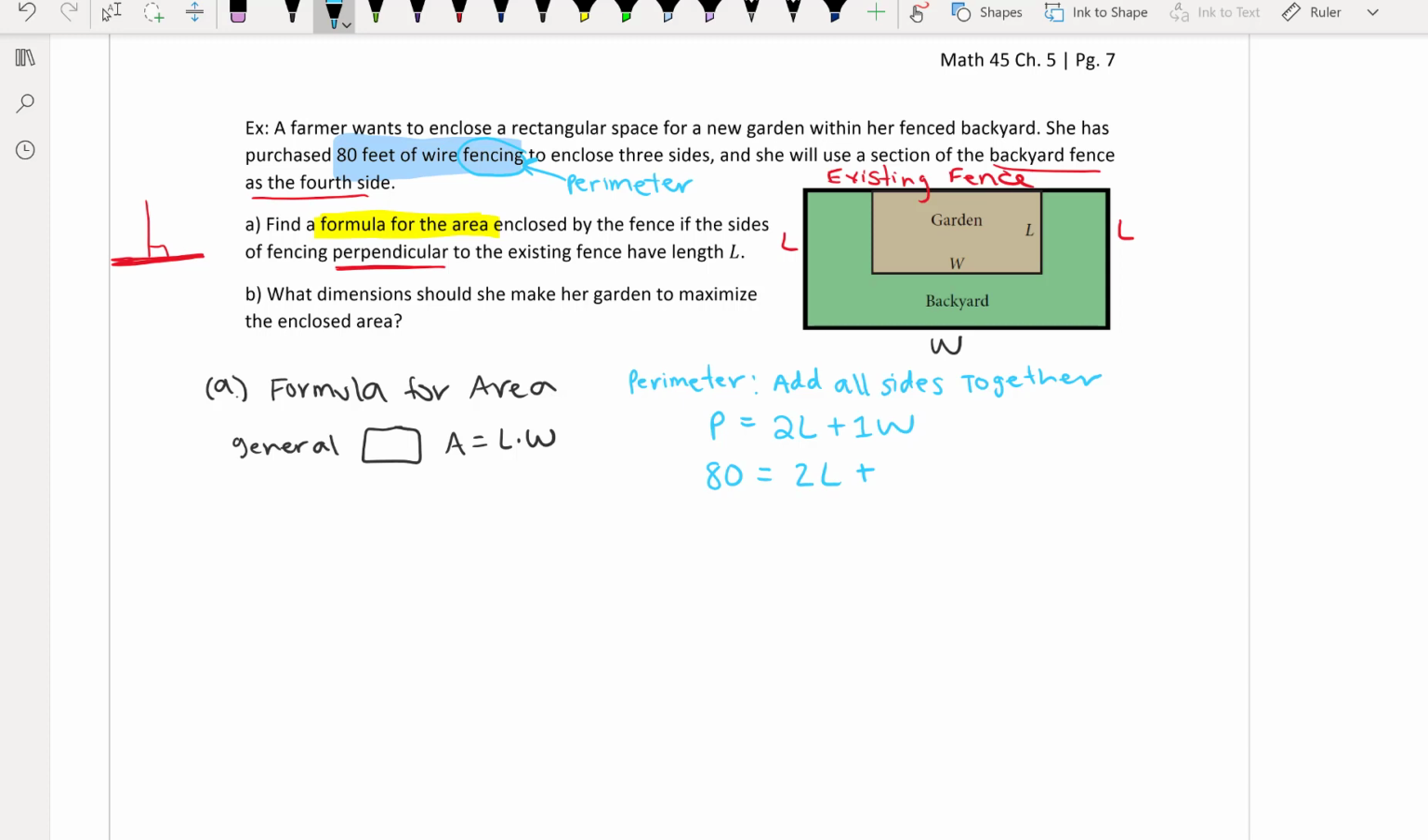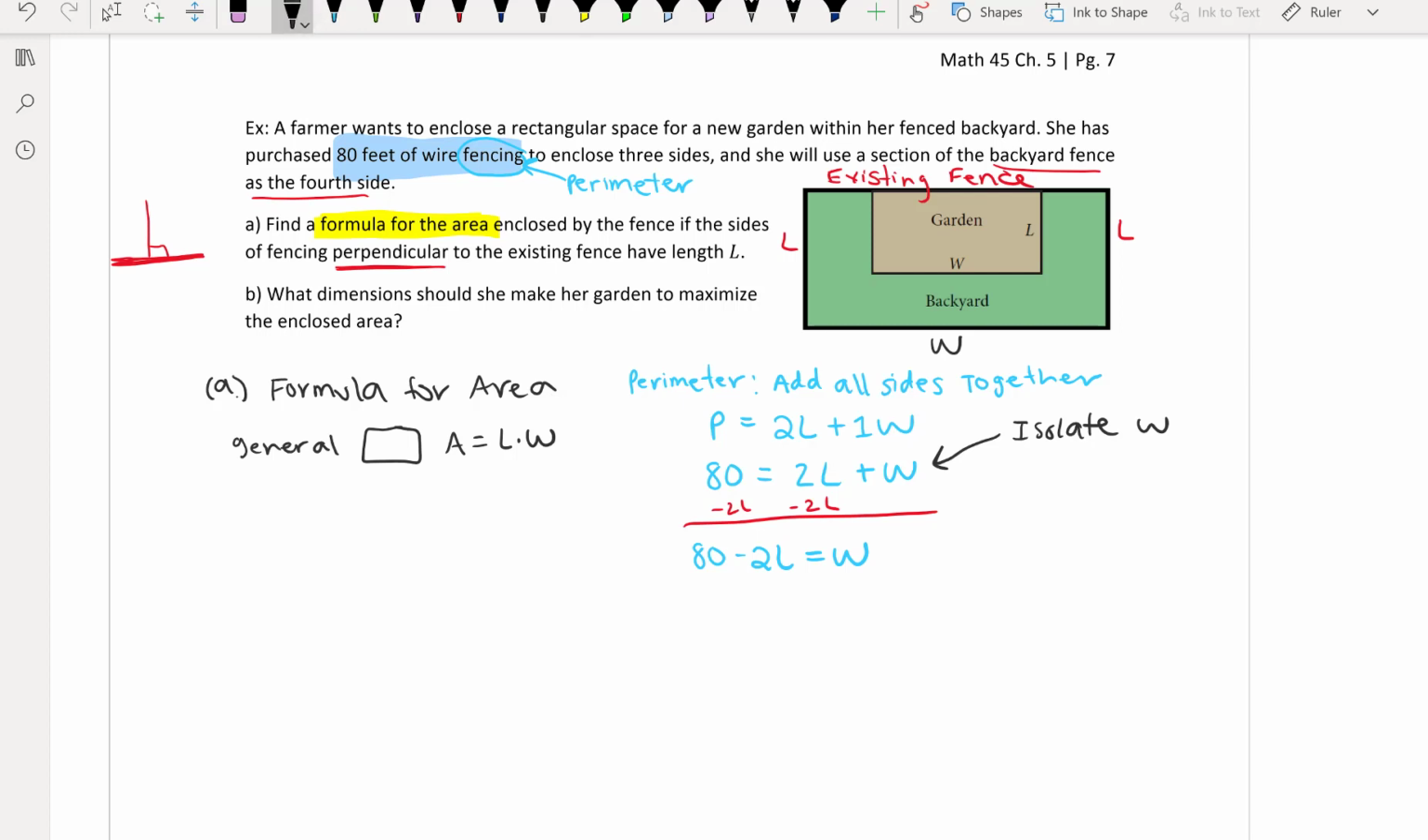And to write 1 W is the same as just writing W. So what we might do here is isolate one of the variables. Let's isolate W, so that way I have an equation. I am going to subtract 2L from both sides. So I'm going to have 80 minus 2L is equal to W. And remember that W is actually my width.